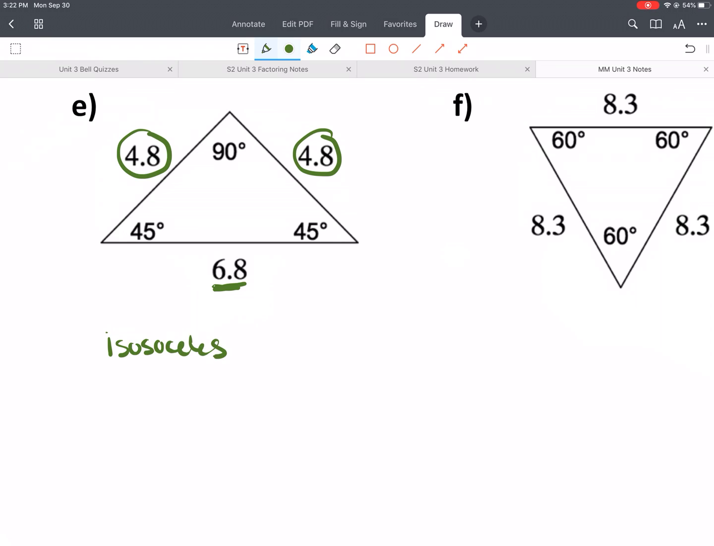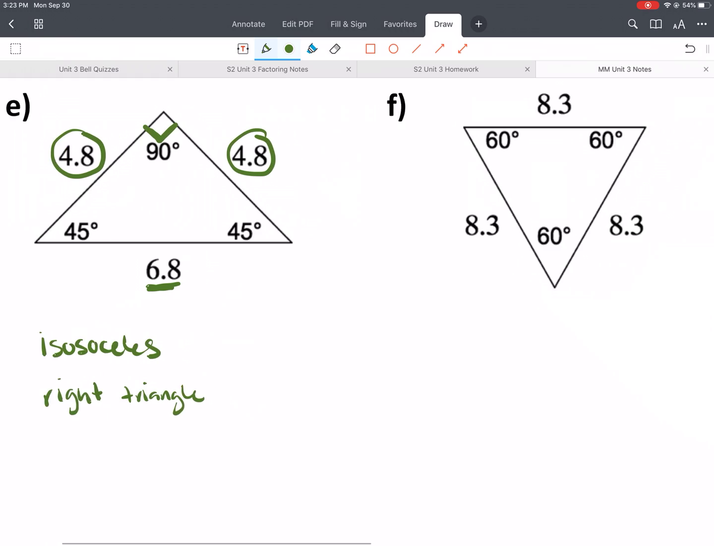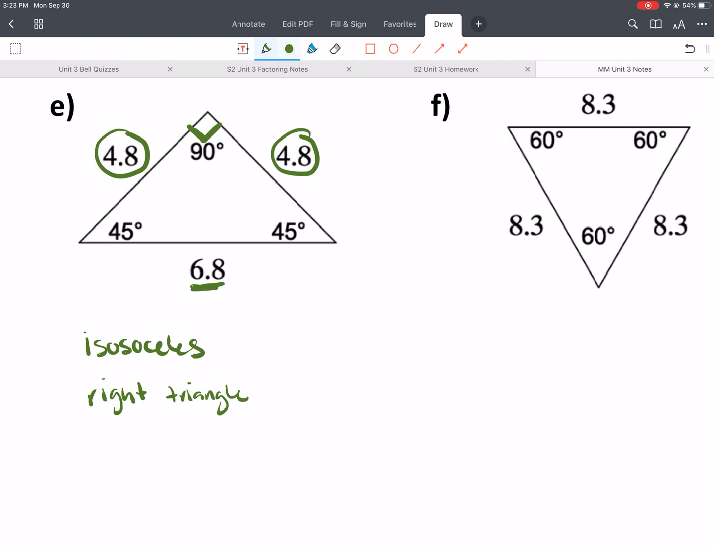Isosceles. Okay, two sides are congruent. And then let's look at the angles. Here I notice that we have a 90 degree, so that must be a right angle. It is a right angle, but it is also a right triangle. Okay? So whenever we do these problems, you'll always have two things.